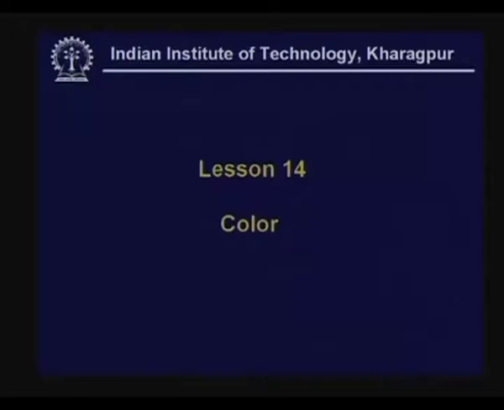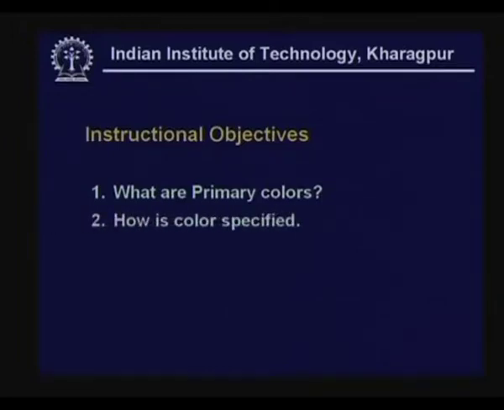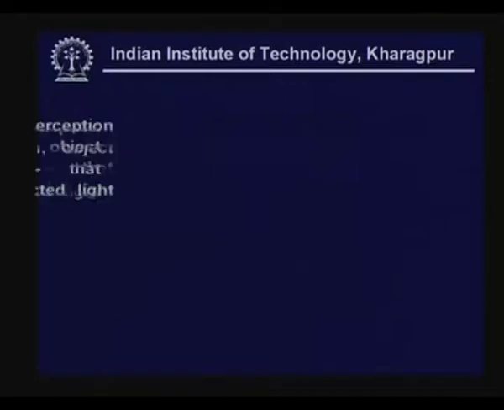After having brought in the need for illumination and the need for artificial sources of light, and having examined various types of artificial lights and looked at what constitutes an illumination system, it may be appropriate to know what color is. With that in view, the objectives for this lesson are: what are primary colors, how is color specified, and what is CRI. These are the three main instructional objectives which should be answered at the end of this lecture.